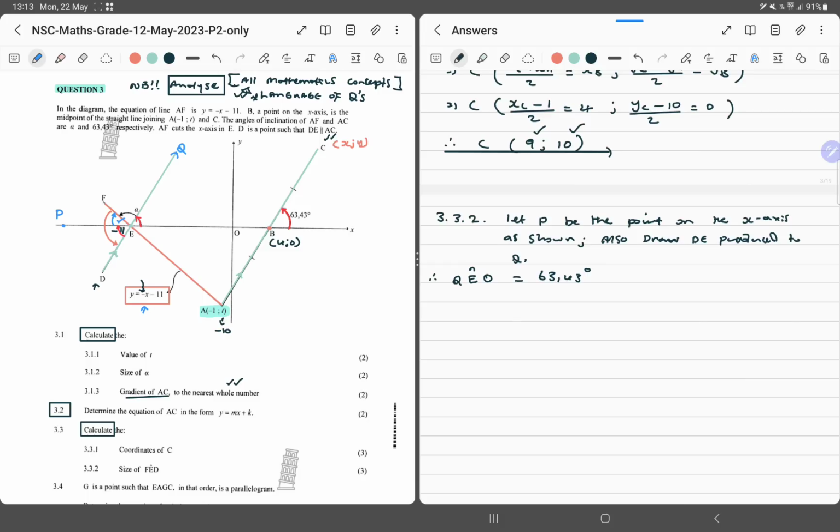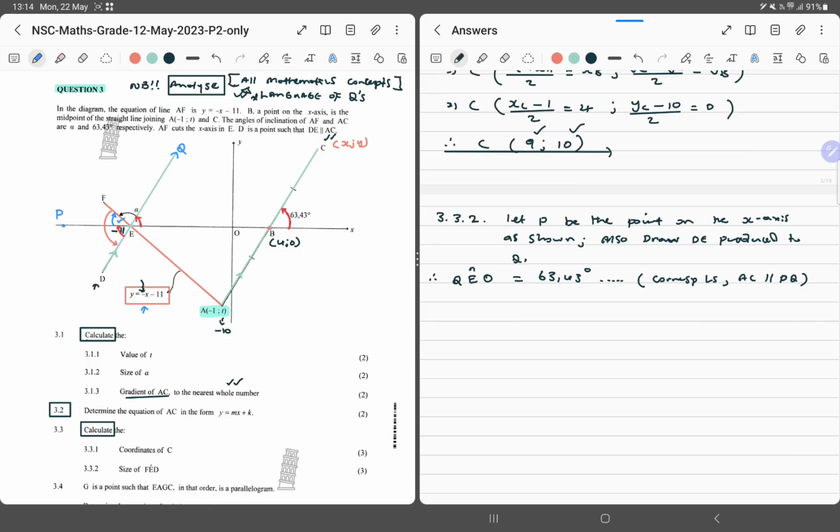63,43 degrees, right? The reason is these are corresponding angles. Why? Because we know that AC is parallel to DQ. We don't have to overly explain at times. We know that this was given a size, so we don't need to name it. We just put the value there. Someone will understand why we are doing that.